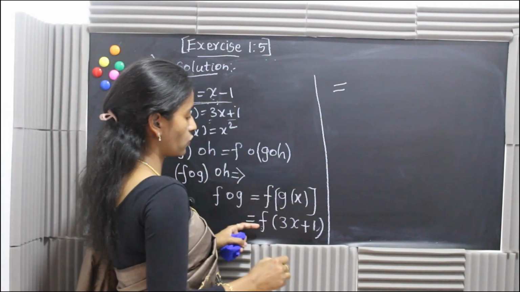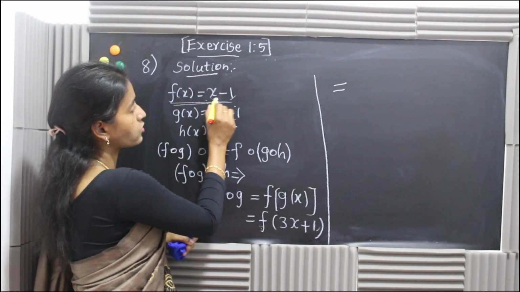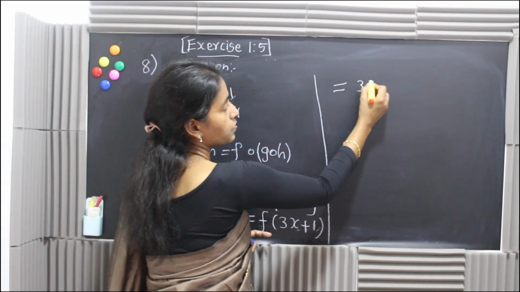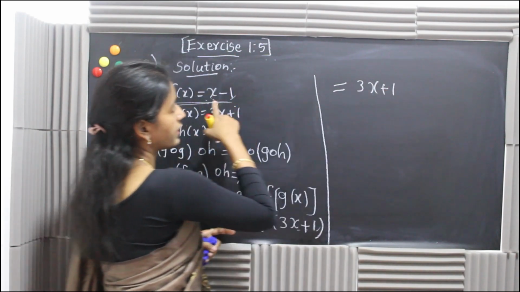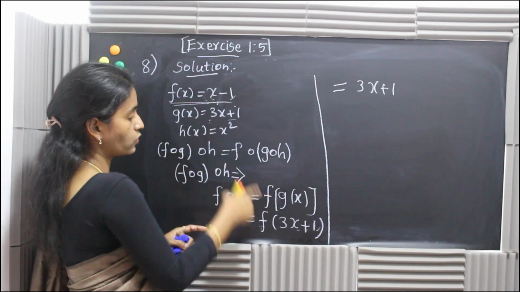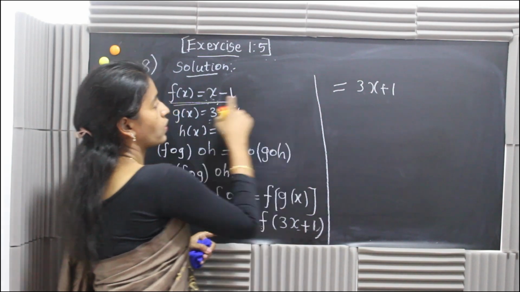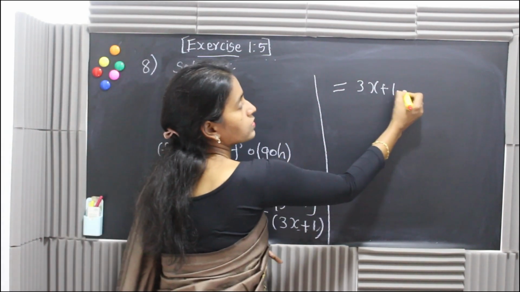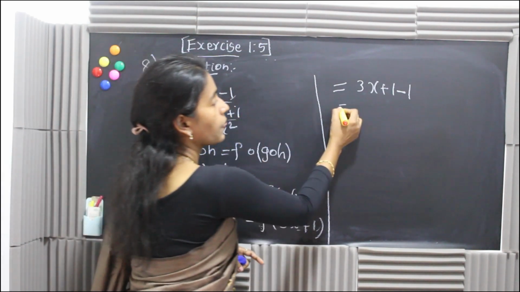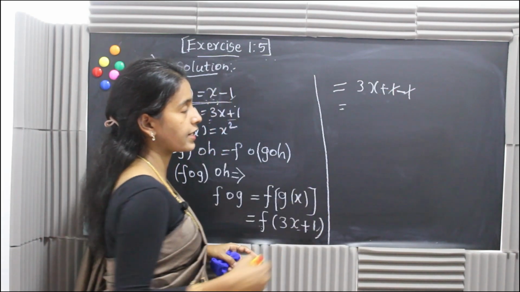Okay, then what would be the next line? Here, this is the formula, right? So, x minus 1, what is x here? 3x plus 1, this is x. I am substituting this value in place of x. So, this is 3x plus 1, this minus 1. Here, this is minus 1. So, I can cancel plus 1 and minus 1.